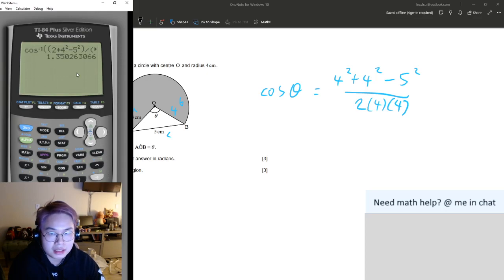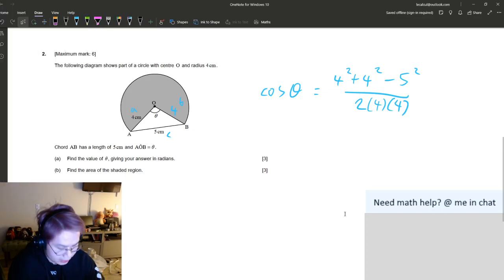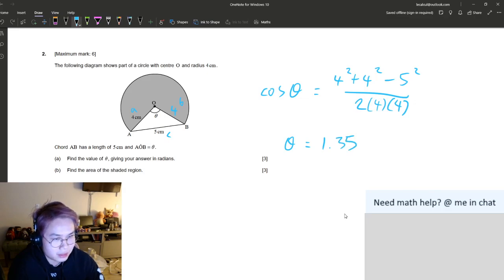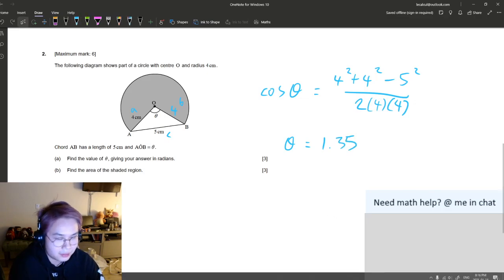And then 1.35. And then again, always in 3 sig figs, and also be careful, you want your answers in radian, so make sure your calculator is in radian mode. I didn't check that, but I'm pretty sure it defaults to radian.